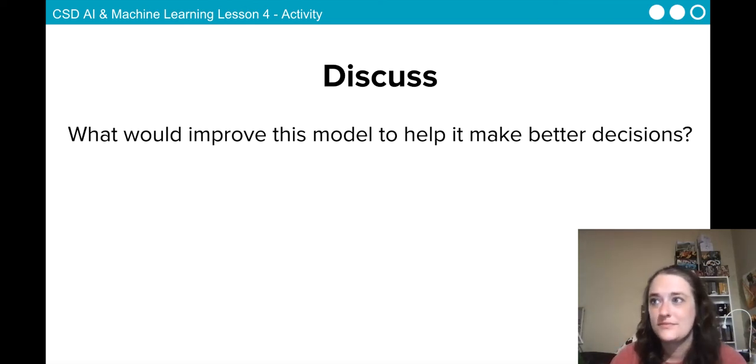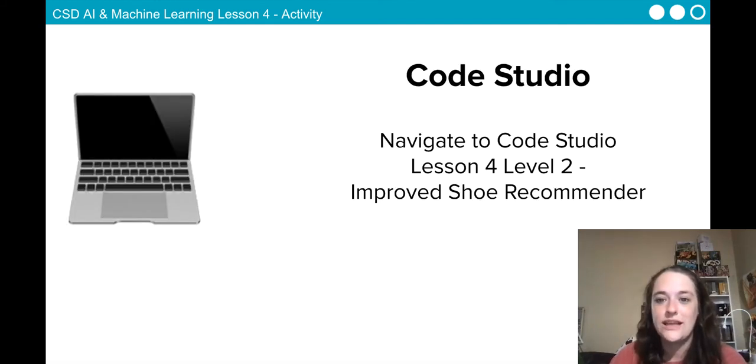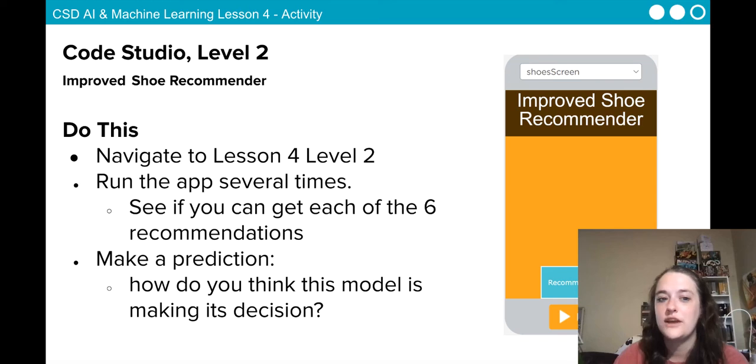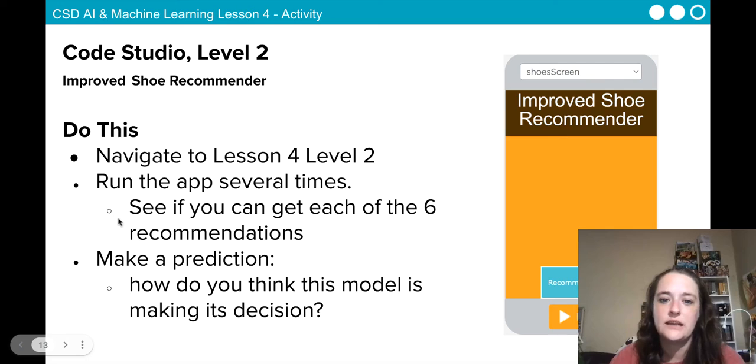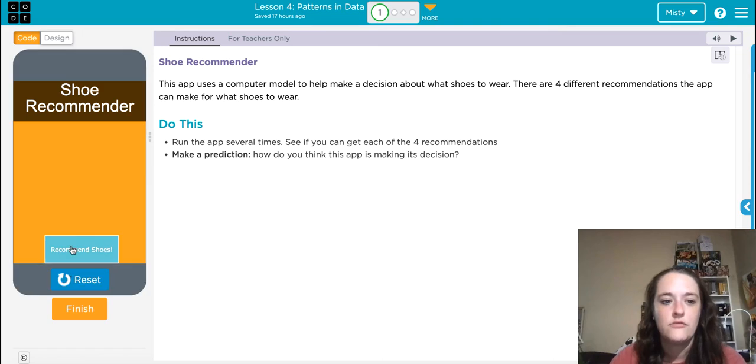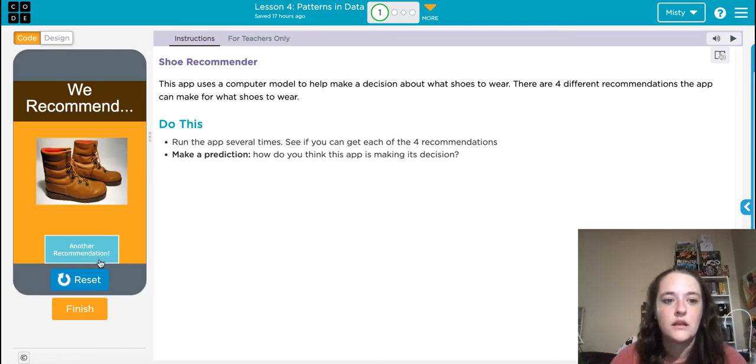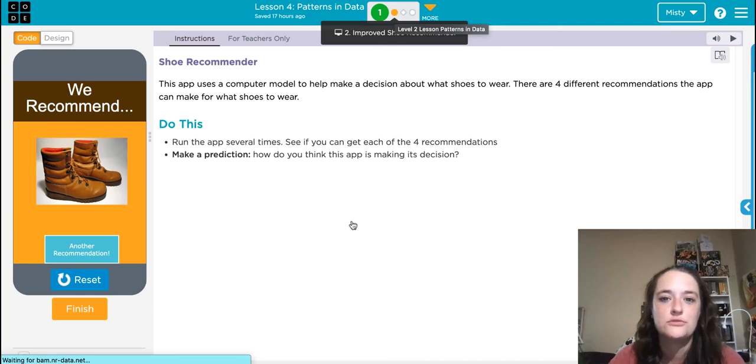What we're going to do now is look at level 2, and this is an improved shoe recommender. You're going to run the app several times, see if you can get each of the 6 recommendations, and then make a prediction. I'm sorry, I'm still on level 1. Okay, go forward. Improved shoe recommender.